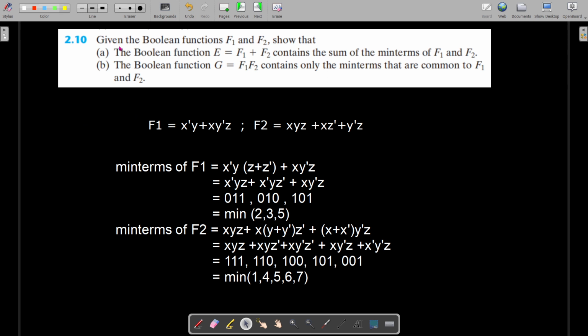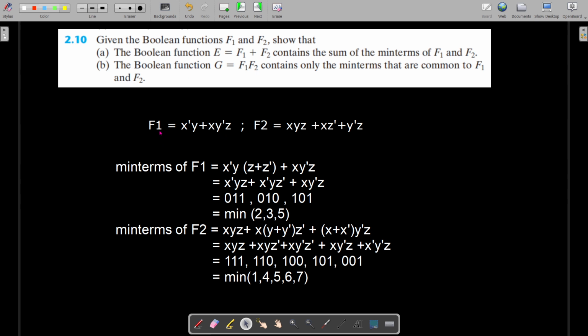Now we are going to solve problem 2.10 from Digital Design by Morris Mano, 5th edition. The question is, given the Boolean functions f1 and f2, show that the Boolean function e equal to f1 plus f2 contains the sum of the minterms of f1 and f2. The B question is, the Boolean function g is equal to f1 f2 contains only the minterms that are common to f1 and f2. In this problem, the functions are not mentioned, so we write our own expressions.